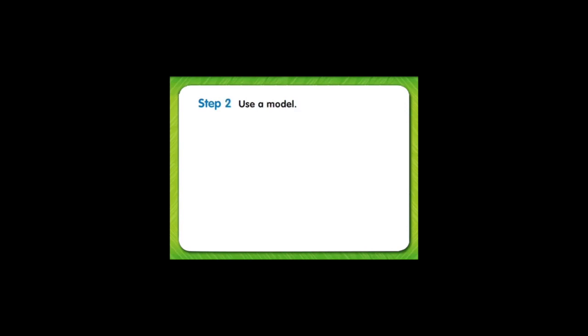Now let's use a model to show 7/10. We can use a base 10 model. Shade 7 out of 10 parts on the base 10 model. So the model shows 7/10.